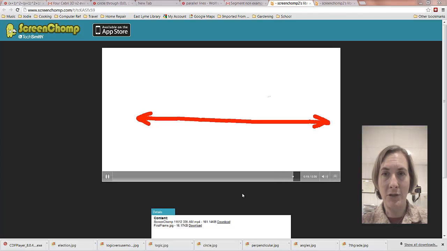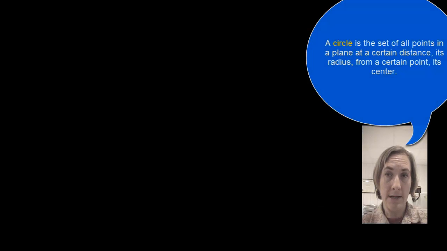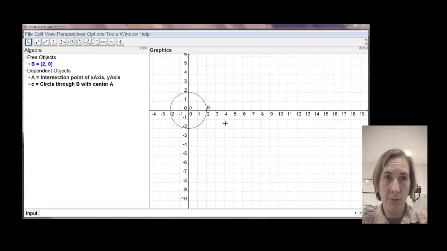Our third definition will be for a circle. A circle is the set of all points in a plane at a certain distance, its radius, from a certain point, its center. Here are three examples of circles. This is a circle with radius 2 and center 0, 0, and all of its points are in a plane together and are just 2 units away from its center.